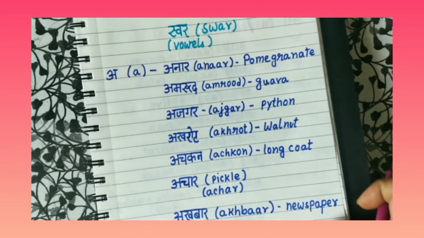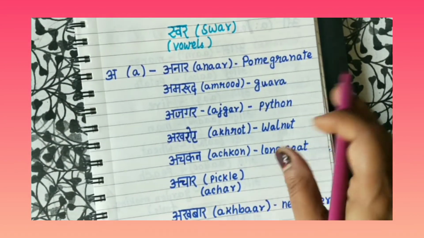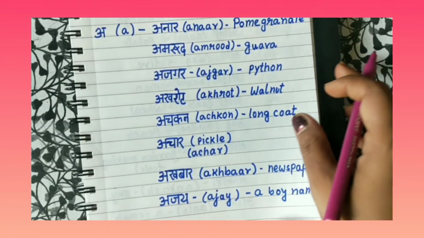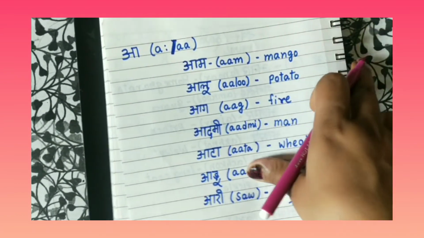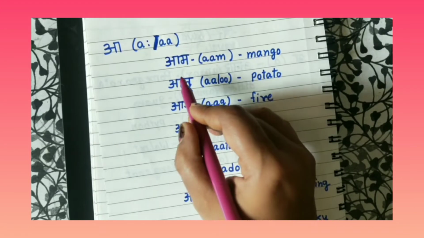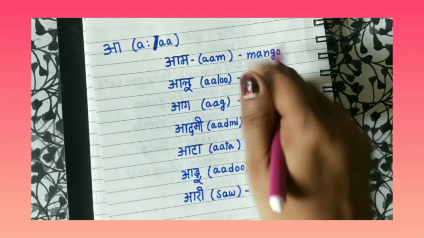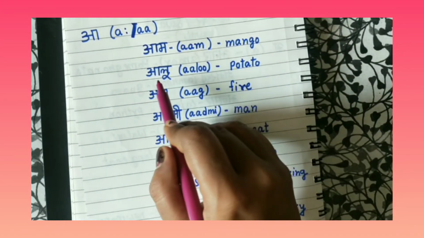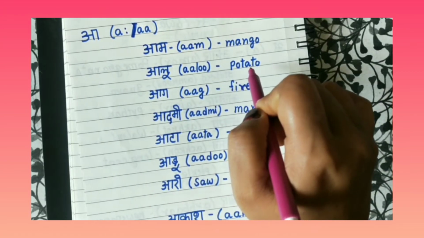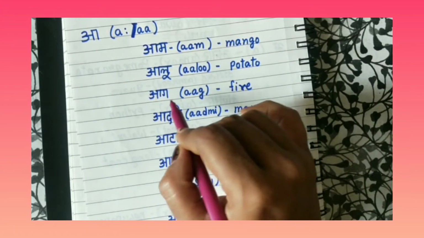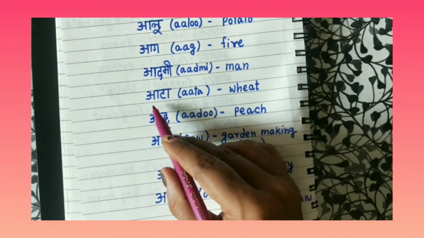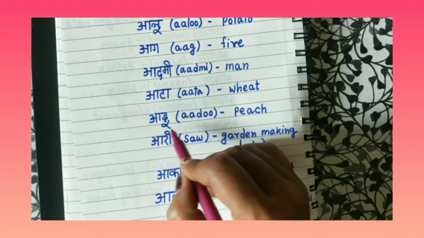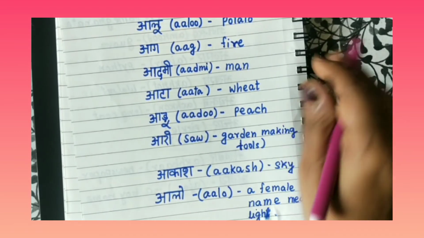Okay, so that's all for the letter a. In the initial stages this is enough for you to know. The next one is aa. This time you open your mouth wider. Okay, aa. So aa for aam, aam means mango. Aa for aloo, that means potato. Aa say aag, aag means fire. Aa say aadmi, means man. Aata means wheat.